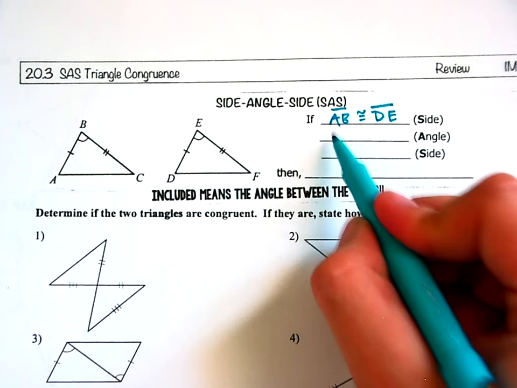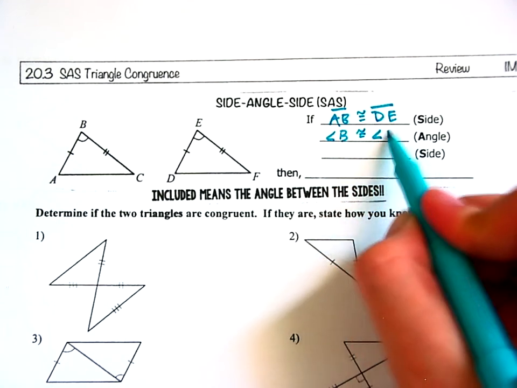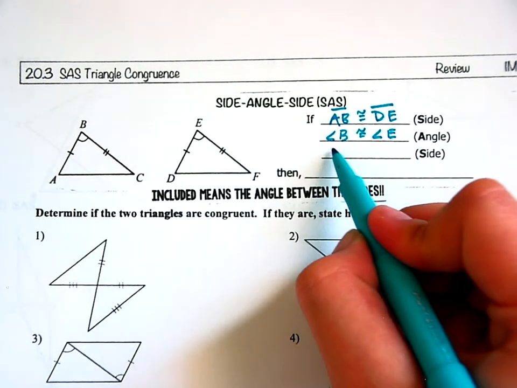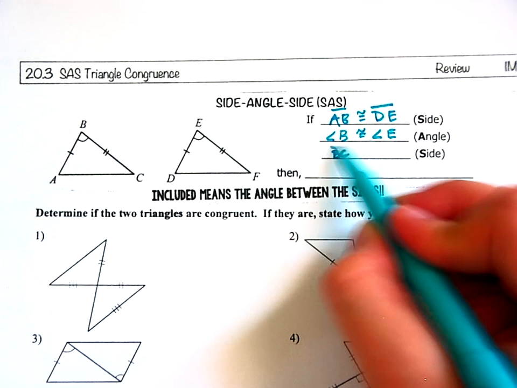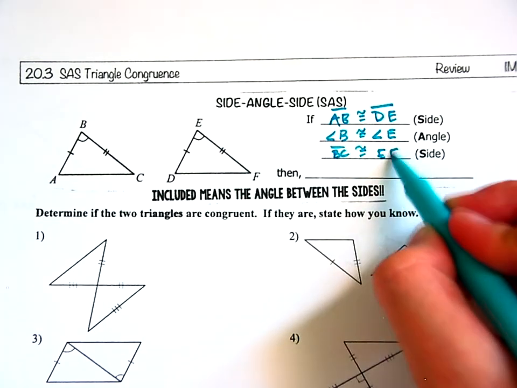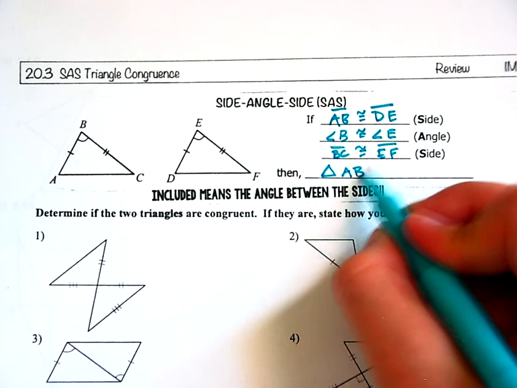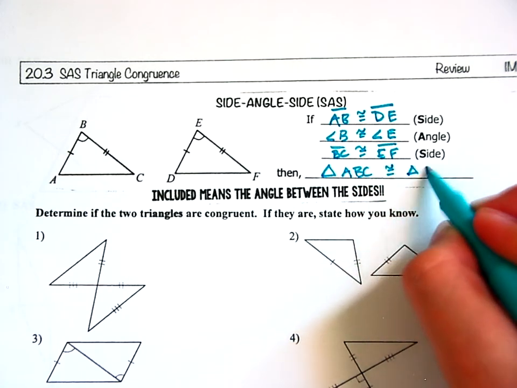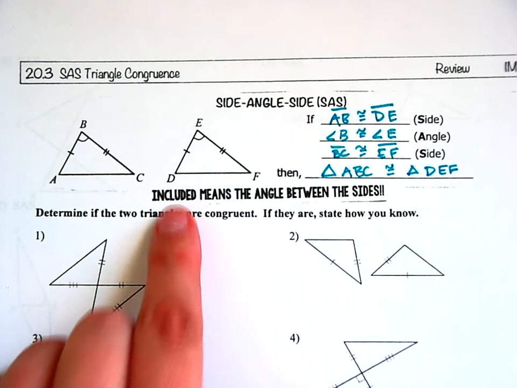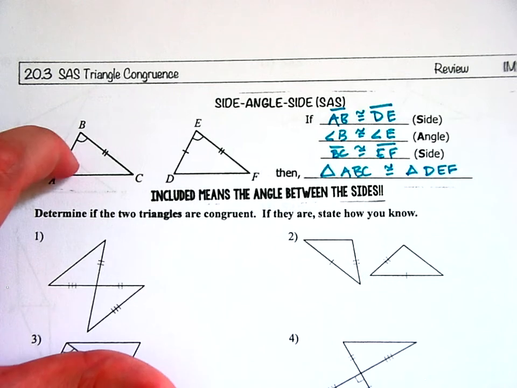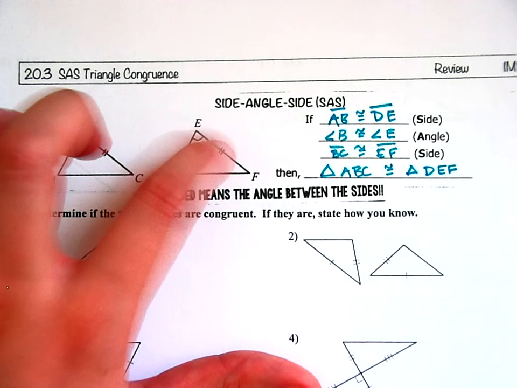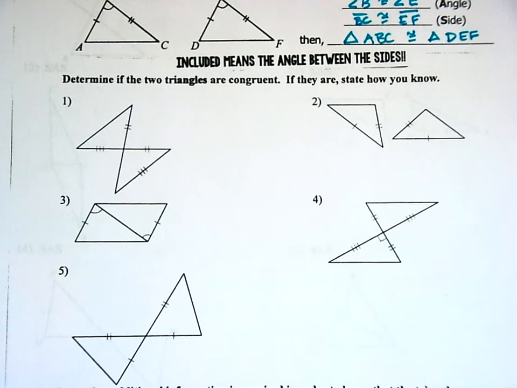if angle B is congruent to angle E, and if side BC is congruent to EF, then just with those three pieces of information, we know that the two triangles have to be congruent. ABC is congruent to DEF. Again, included, that angle has to be between the two sides that are congruent to the other two sides. All right, so just like before, it says determine if the two triangles are congruent, and so we're going to say yes or no, and then we will say side angle side if we know.